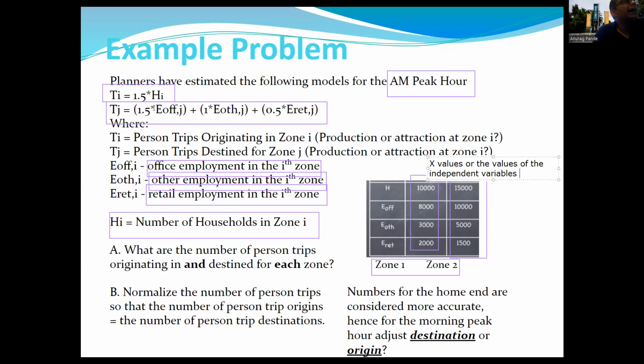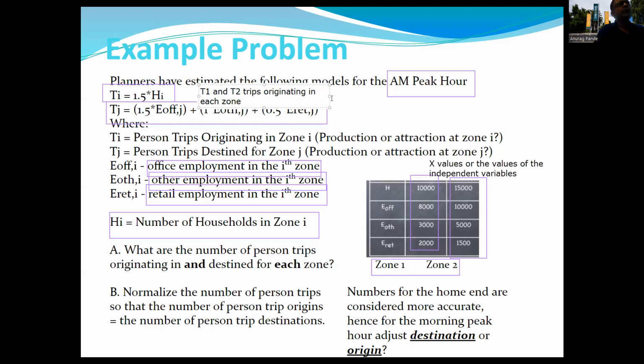And your job is to apply this regression model and figure out how many trips are originating in and destined for each zone. TI defines the number of trips originating in zone I, and TJ is the trips destined for zone J. So if I say TI, that's the formula. I need to figure out how many answers I'm looking for. I'm looking for T1 and T2. So that's your TI. I'm looking for T1 and T2, trips originating in each zone.